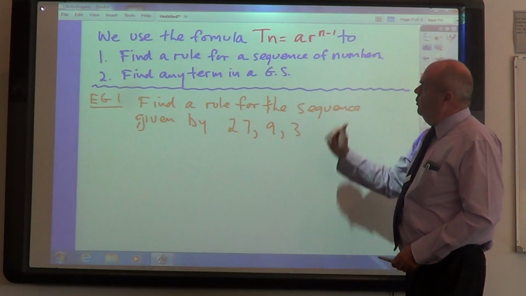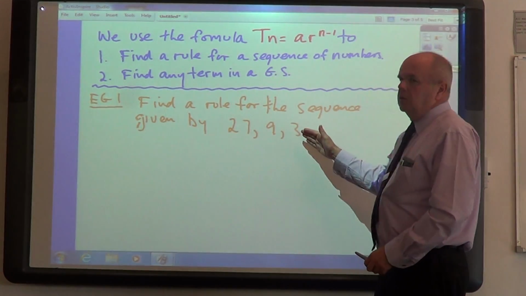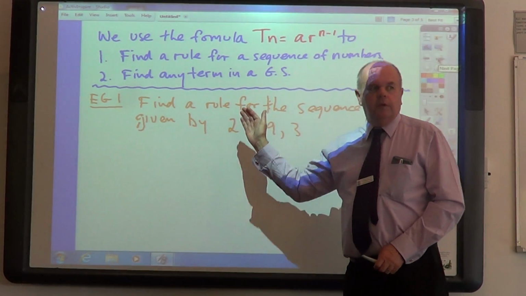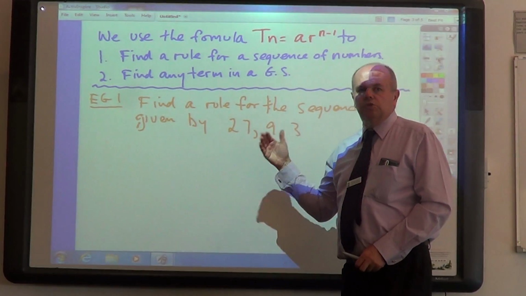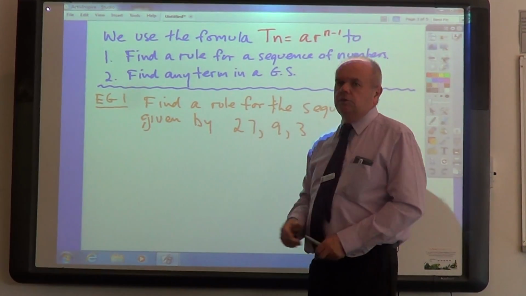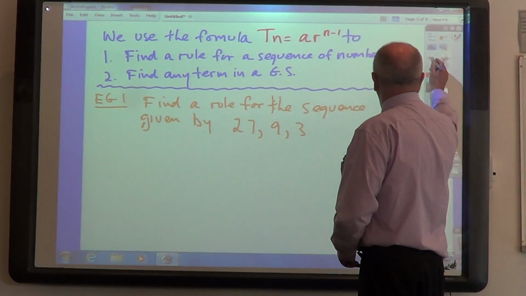We can use it to find a rule for a sequence of numbers. So if we've got a string of numbers, we'll be able to find a rule that complies with that template, and then go on and use that rule to find any term in a geometric sequence. So that's pretty well what it's all about.